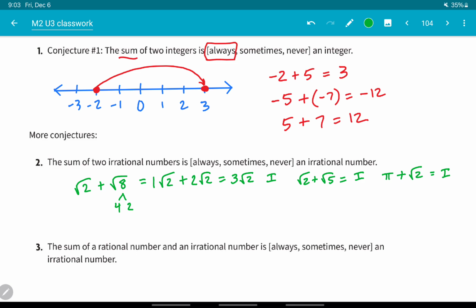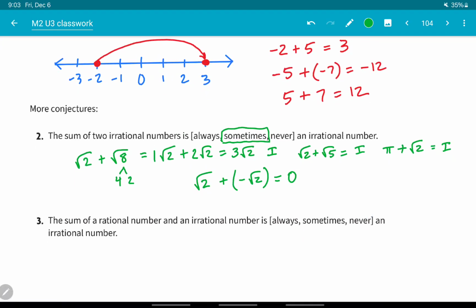But what if I add two irrational numbers that are inverses? Like what if I do square root of 2 plus negative square root of 2? Well, now square root of 2 plus negative square root of 2 equals 0, which is not an irrational number. So this is going to be sometimes. And if we write an argument for this, it would be adding inverses can result in not an irrational number.